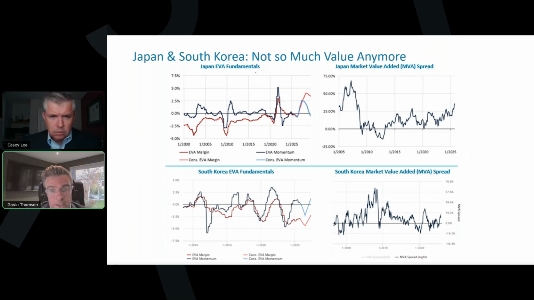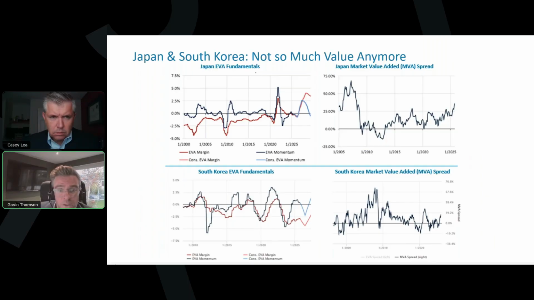And then South Korea is very depressed in EVA profitability. In fact, the lowest level of all the countries and regions we're looking at here. EVA momentum is positive, but has also started to roll over, and valuations are not that appealing. So not particularly positive on either of these historical value markets.